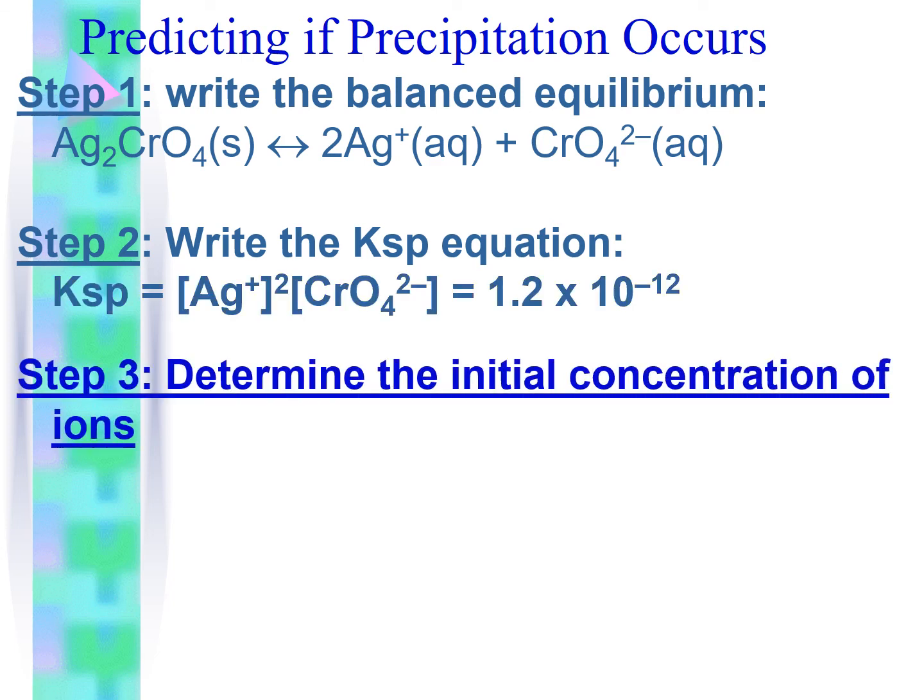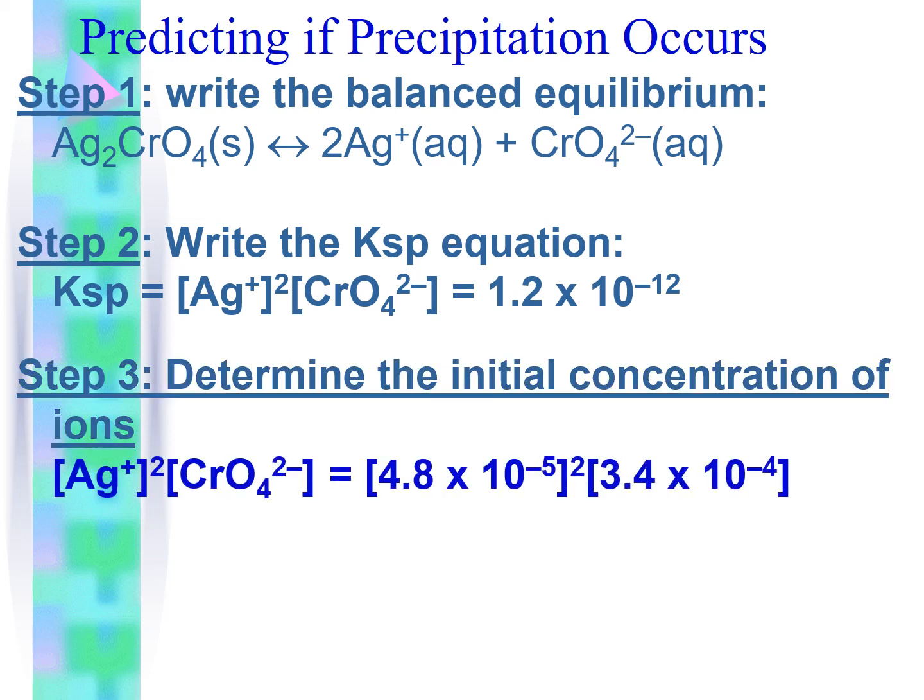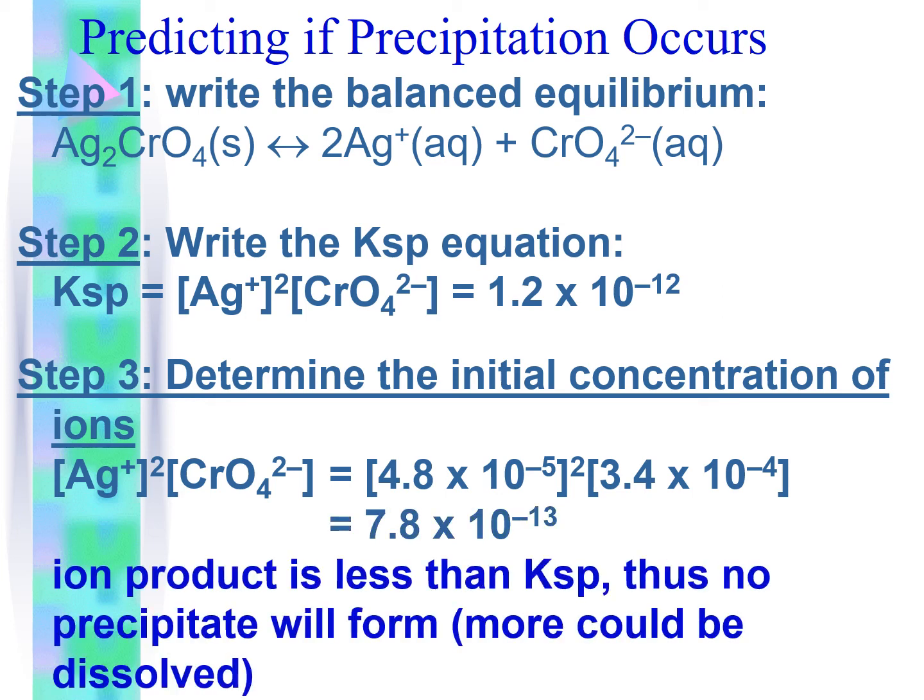Step 3, determine the initial concentration of the ions. Once you figure out what those are based on the information that's given to you in the scenario, plug them in, see what happens. Calculate your Q value. This is 7.8 times 10 to the minus 13, essentially a Q, or the ratio of the products based on the concentrations that you have. And then you're going to compare that value to the value for KSP. We see that this one is much lower than the KSP. So we figure that no precipitation is going to happen.